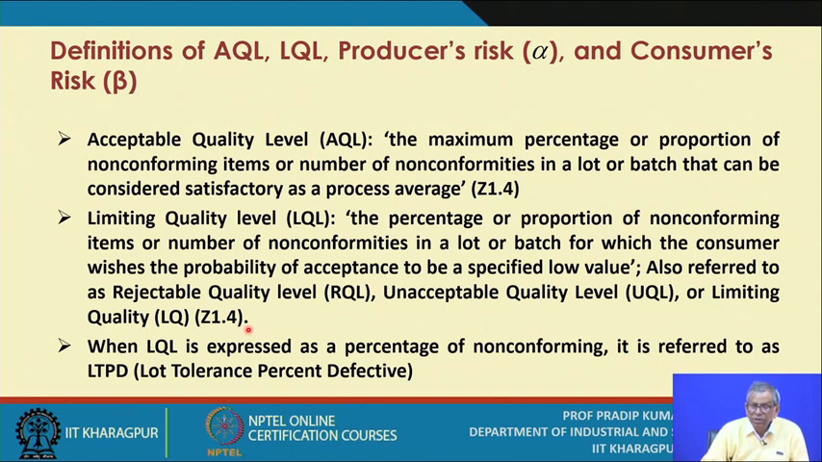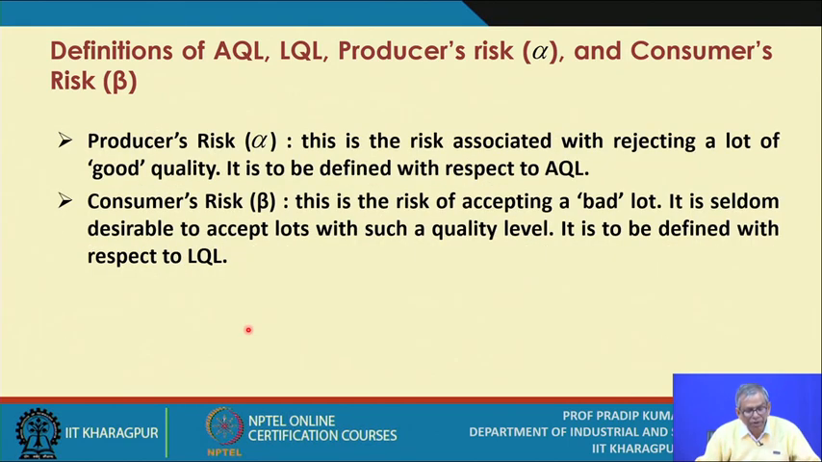When LQL is expressed as a percentage of non-conforming, it is referred to as LTPD, lot tolerance percent defect. This term you come across in manufacturing organizations. They may not be using the term limiting quality level, but they may be using the term LTPD, lot tolerance percent defective. So it is essentially a manufacturing systems term.